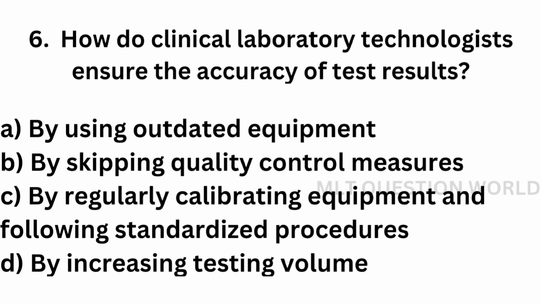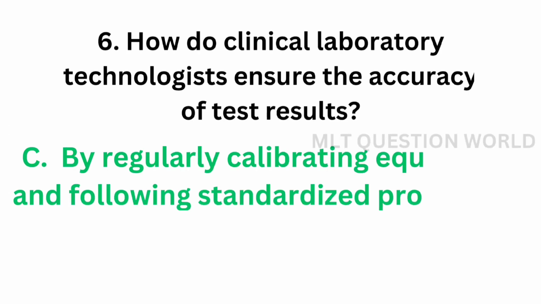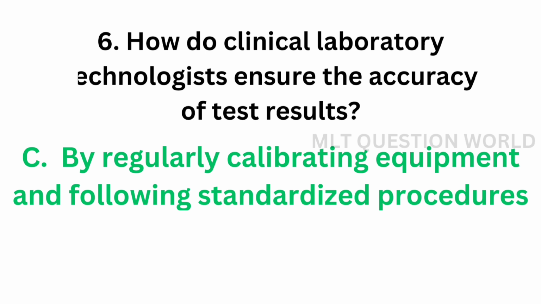Question number 6. How do clinical laboratory technologists ensure the accuracy of the test results? Option A. By using outdated equipment. Option B. By skipping quality control measures. Option C. By regularly calibrating equipment and following standardized procedures. Option D. By increasing testing volume. How do a clinical laboratory technologist ensure the accuracy of the test results? The correct answer is option C. By regularly calibrating equipment and following standardized procedures.